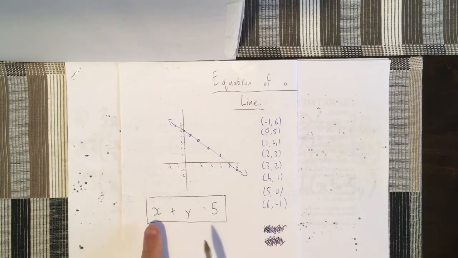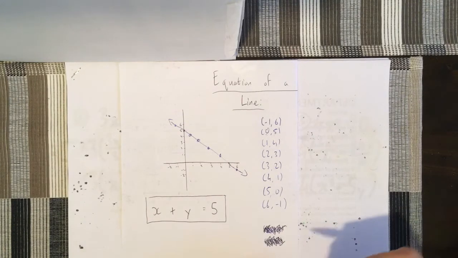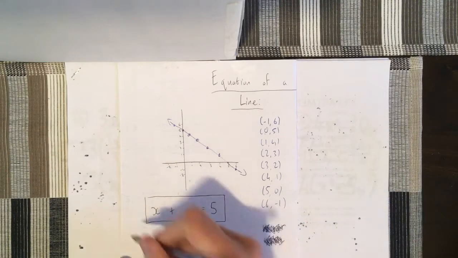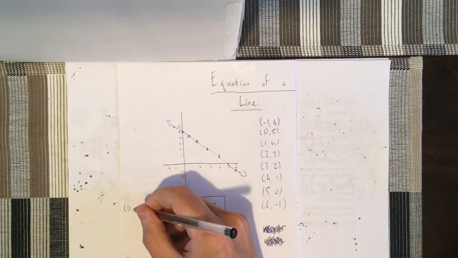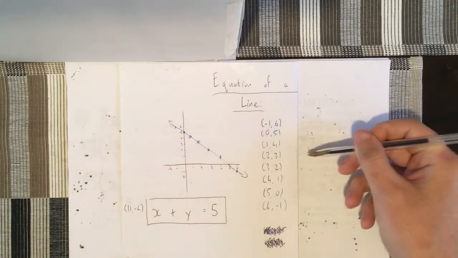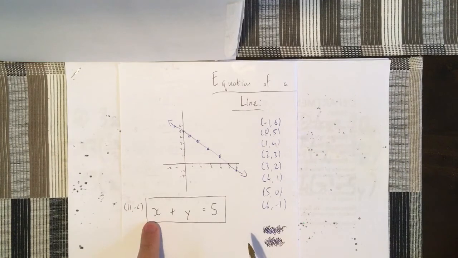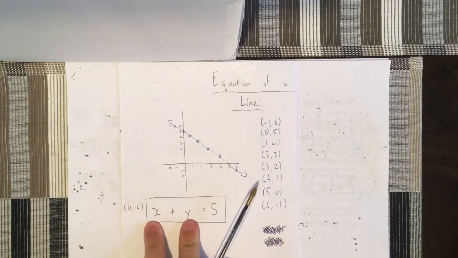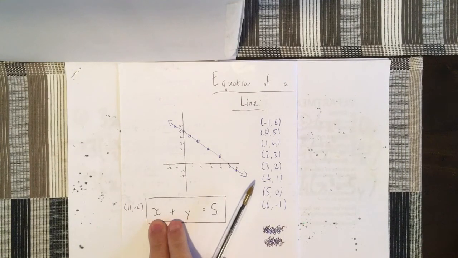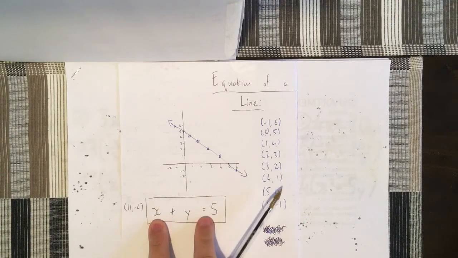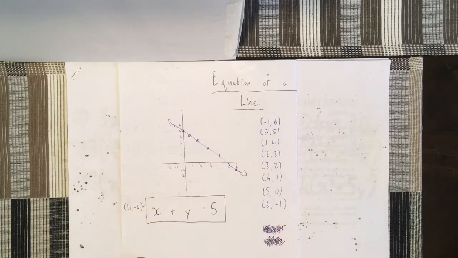So if you sub something in for x and y and it adds to give you 5, that point is on the line. Okay, so let's say the point 11, minus 6, if I went all the way over here and down here. Well, if you put 11 in for x and minus 6 in for y, 11 plus minus 6 is equal to 5. So that point would be on the line.